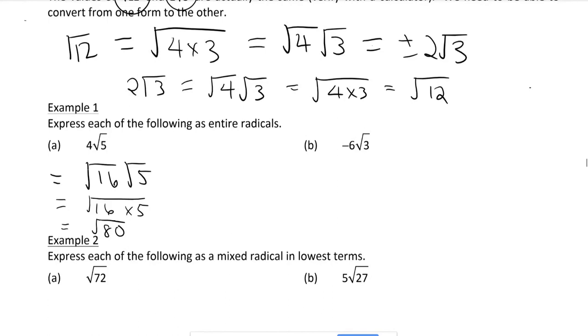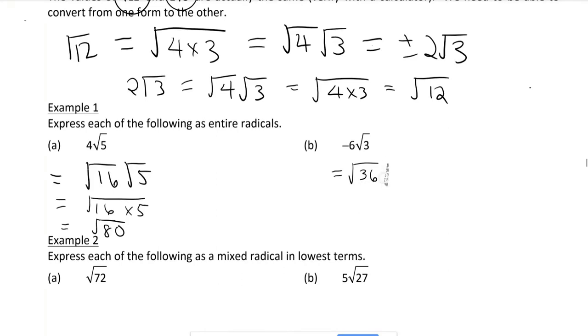Now, are the rules any different if my coefficient outside of the radical is negative? Are my rules any different? Not really, because think of it this way. How do we turn this negative 6 into an entire radical? We can use 36, because I know that the square root of 36 is both positive 6 and negative 6. So that doesn't really matter. You're just squaring that first coefficient to get the 36.